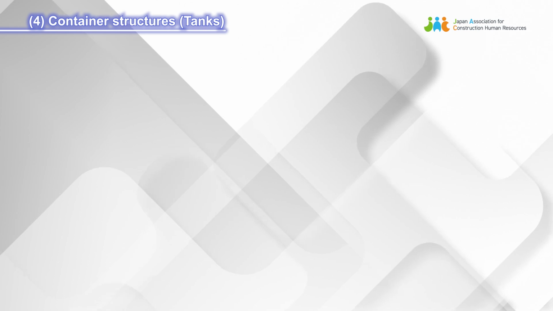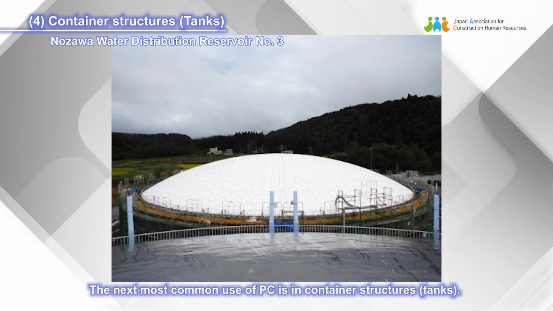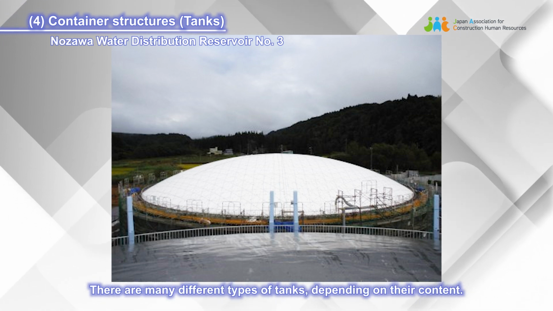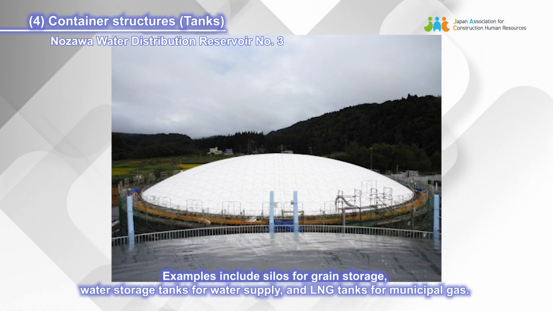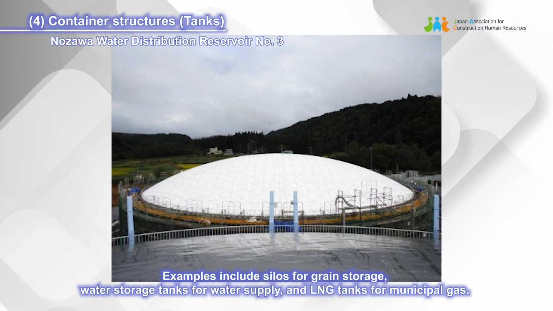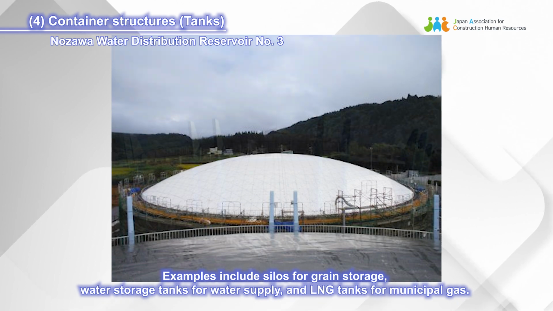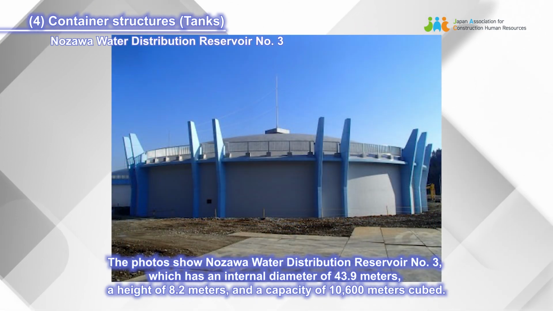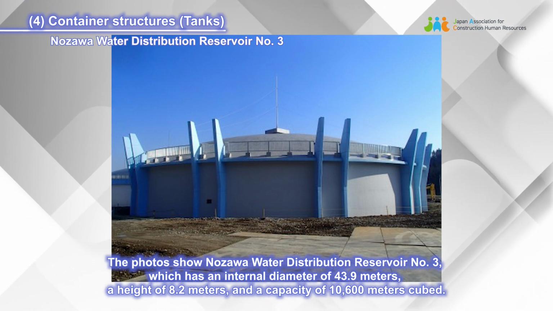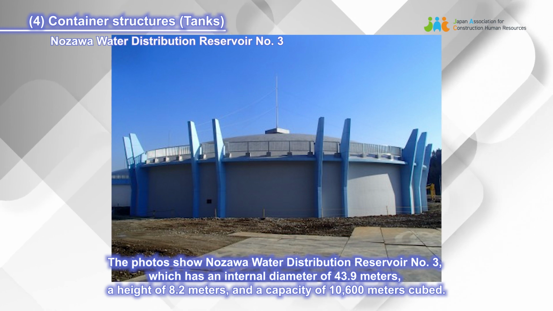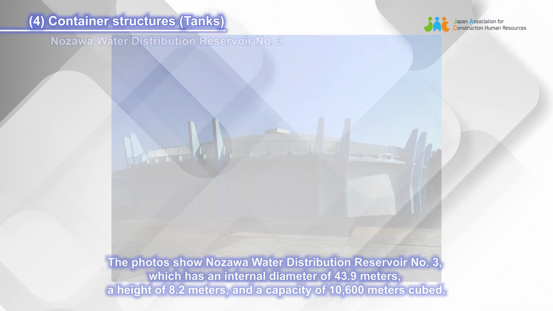4. Container structures, tanks. The next most common use of PC is in container structures, tanks. There are many different types of tanks, depending on their content. Examples include silos for grain storage, water storage tanks for water supply, and LNG tanks for municipal gas. The photos show Nozawa Water Distribution Reservoir Number 3, which has an internal diameter of 43.9 meters, a height of 8.2 meters, and a capacity of 10,600 meters cubed.